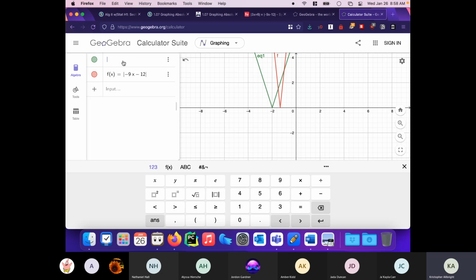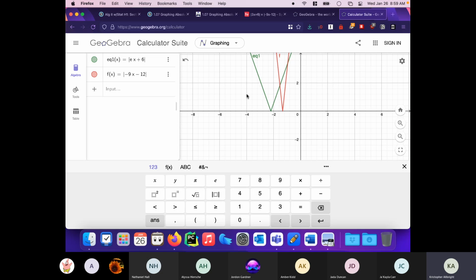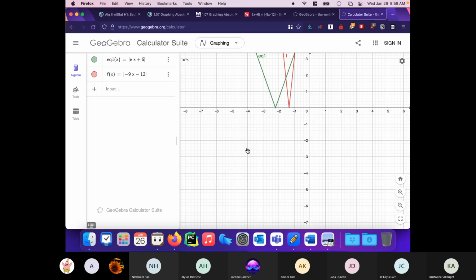Okay, so the first part of this is, is it negative 7? So you graph these and what you're looking for are crosses. Wait, how do you do that? It keeps deleting. What do you mean? I went to GeoGebra and I typed in the problem.